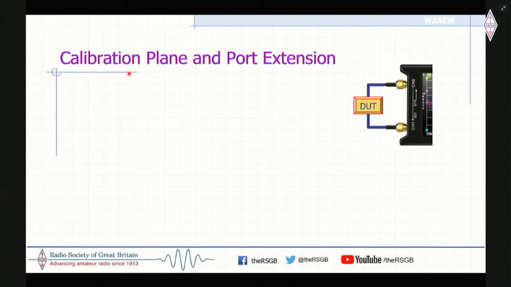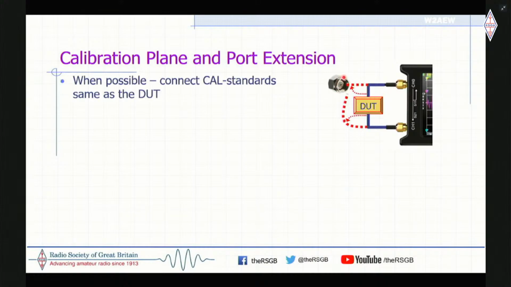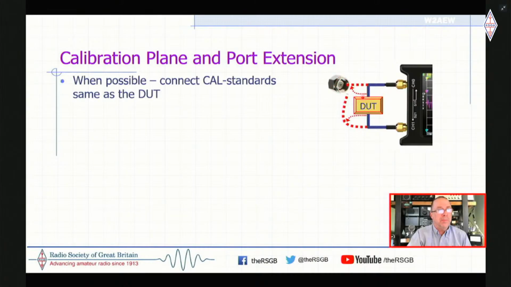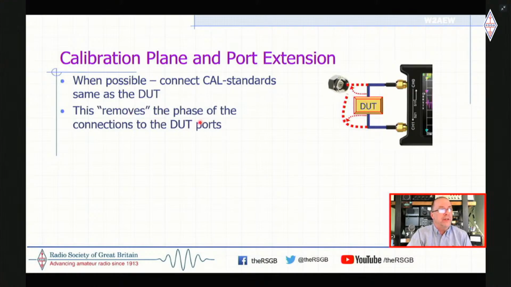So let's talk about what we mean by calibration plane and port extension. Let's say I've got the VNA, and I'm connecting up to my DUT. Ideally, we want to connect our open, load, and short to the same place where our DUT would be connected, so that the phase and amplitude at that location, at the end of that cable, is what we're calibrating out. Again, that removes the phase of the connections as well as any other frequency response issues there might be with those interconnects, so that we can establish that measurement plane right at our DUT ports.